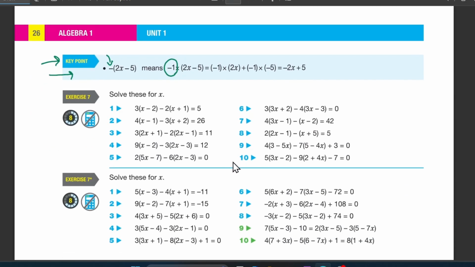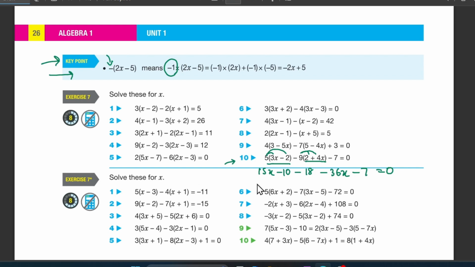From that also you have some exercises. Do these exercises yourself. And this one, if I do the 10th one, first thing, getting rid of these brackets. So multiply both the terms with 5. So I get 15x minus 10 minus 18 minus 36x minus 7 equals 0.